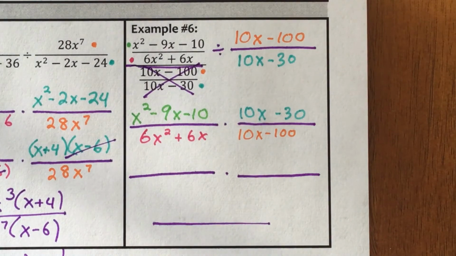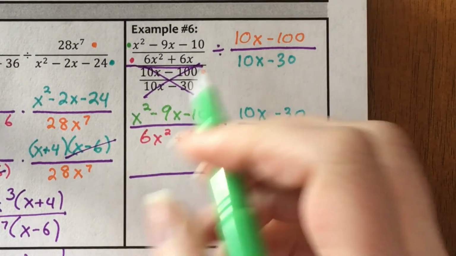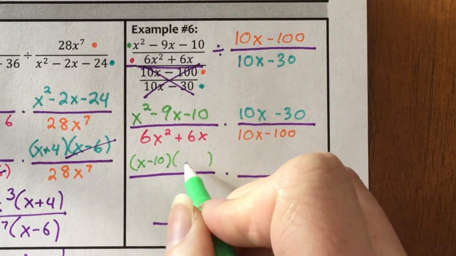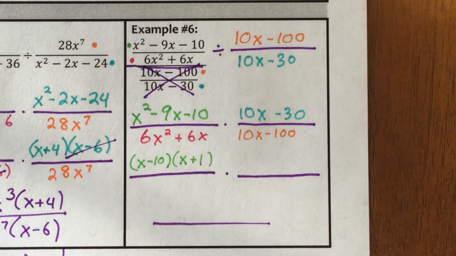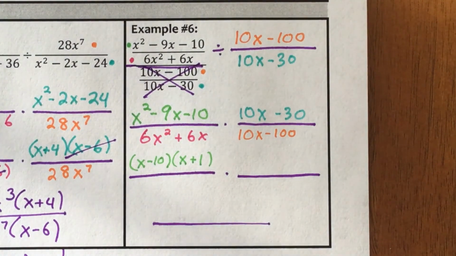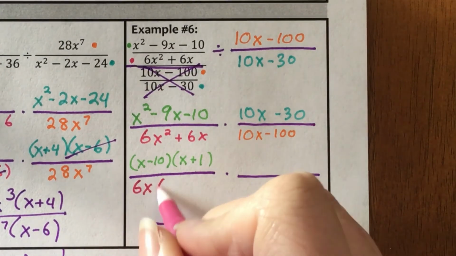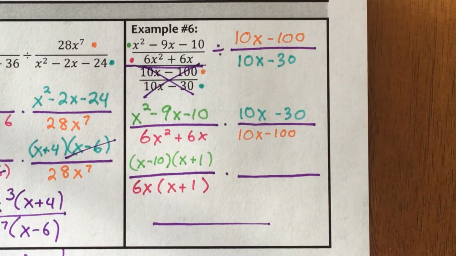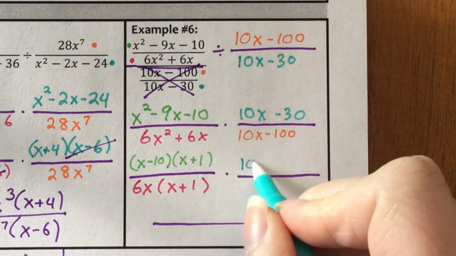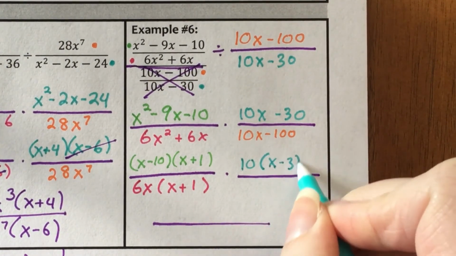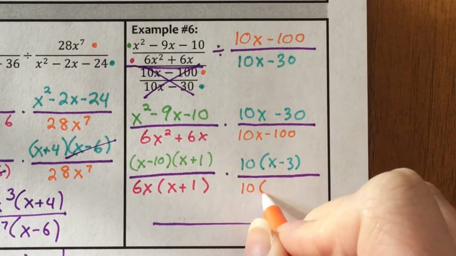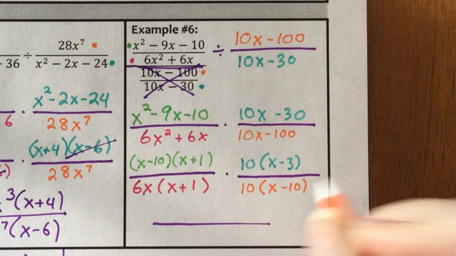Now we have a multiplication problem, so we factor and cross out. Trinomial on top with a shortcut, so it's x minus 10, x plus 1. Pink has a GCF of 6x times x plus 1. Blue, GCF is 10, so 10 times x minus 3. And orange has a GCF of 10 as well, so 10 times x minus 10.